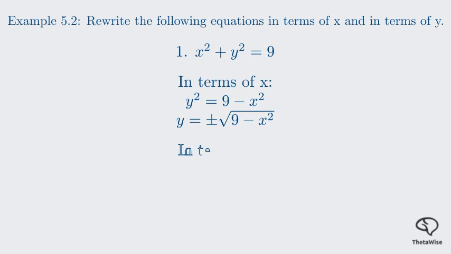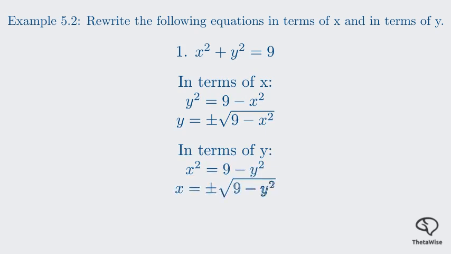To express x in terms of y, we do the same, but isolate x. We get x equals plus or minus the square root of 9 minus y squared. Next, the hyperbola. x squared over 9 minus y squared over 4 equals 1.